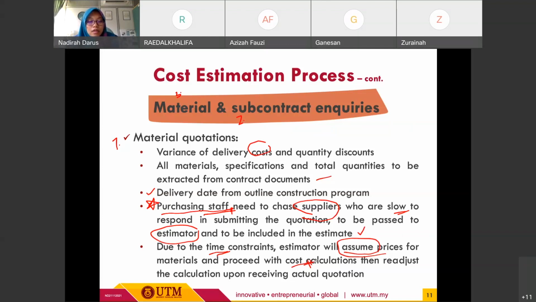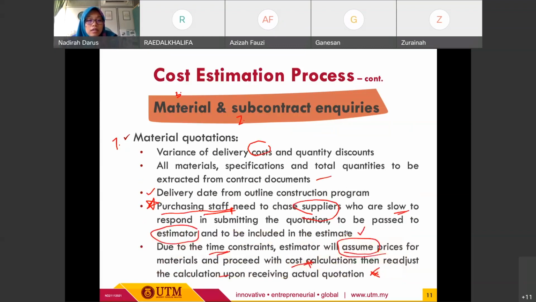However, later on, before they finalize the estimation price, they need to readjust the calculation once they receive the actual quotation. So at the end they still need the actual quotation of the material. While waiting for the quotation to be available, they can proceed with the preliminary or brief estimation, so that at the end they can do the readjustment for the prices. So that's regarding the material quotation.